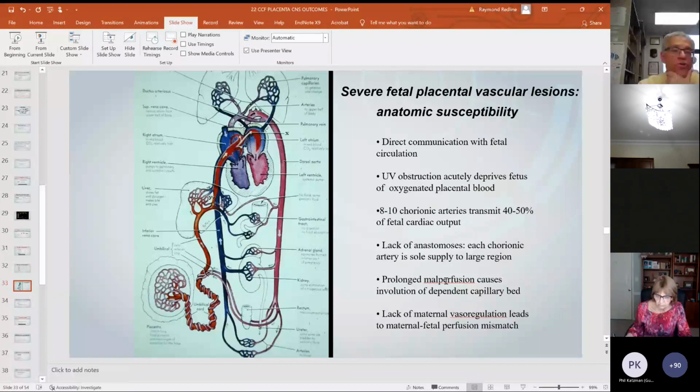Prolonged malperfusion leads to involution of the dependent capillary bed. So once you block off one of those large vessels, it can't come back again because all of the smaller capillaries disappear. We get avascular villi. And there's no maternal vasoregulation. So once you shut off the fetal perfusion, the maternal perfusion continues to that region. So it's just like VQ mismatching in the lung. So your placental efficiency goes way down.